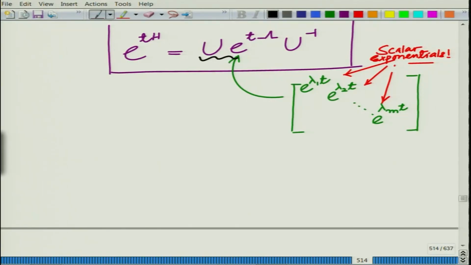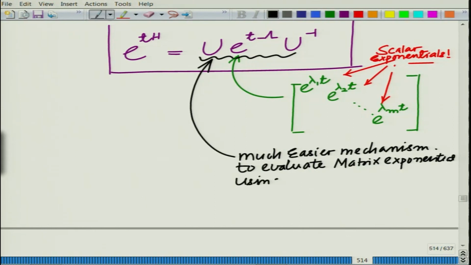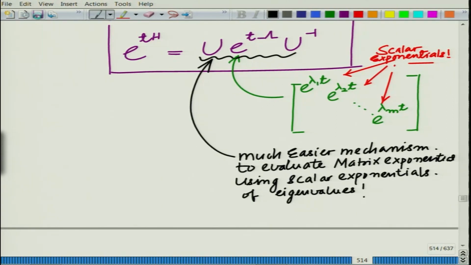So, this gives us a much easier mechanism, or you can say algorithm, to evaluate the matrix exponential using the scalar exponentials of the eigenvalues, right.